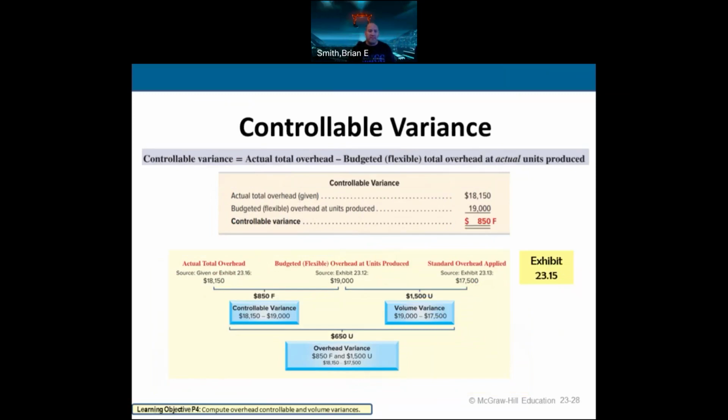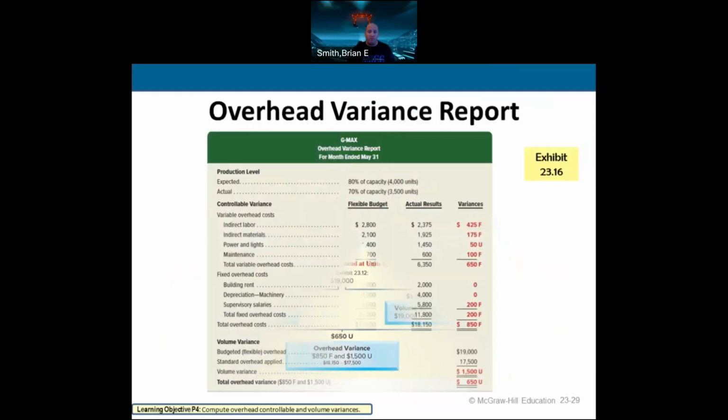For our controllable variances, we're comparing the total actual overhead to the budgeted, and then comparing that to the standard overhead applied. So we're going to have an $850 favorable controllable variance and a $1,500 unfavorable volume variance, for a $650 under, I keep saying under, unfavorable variance overall. Here's our overhead variance report.